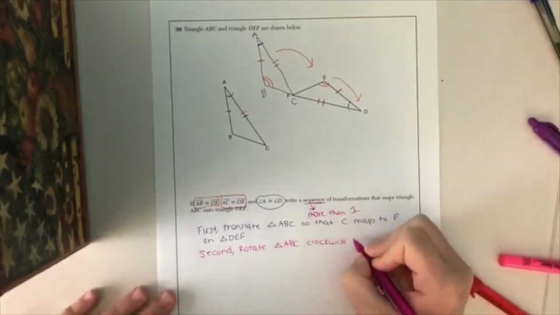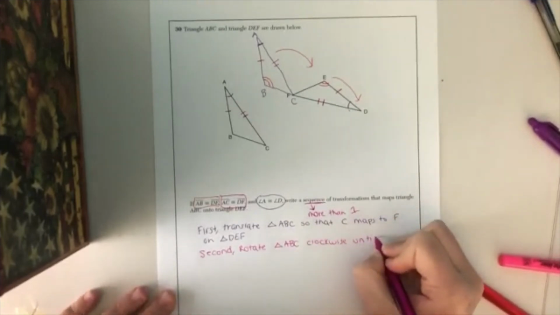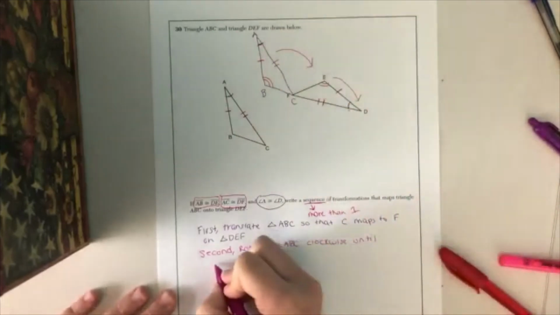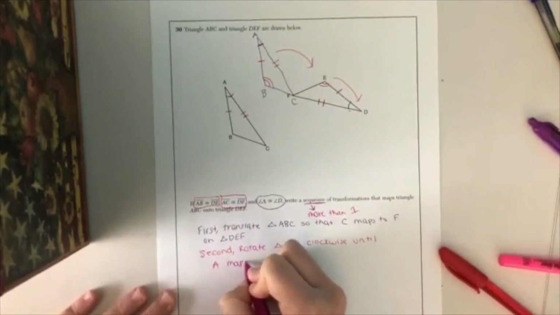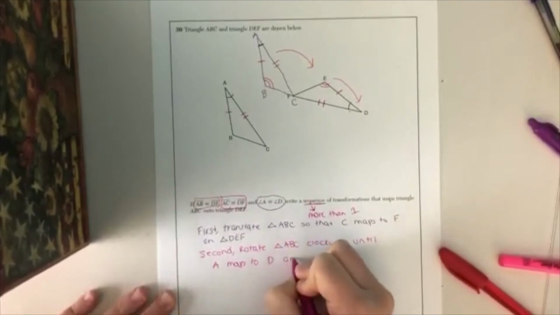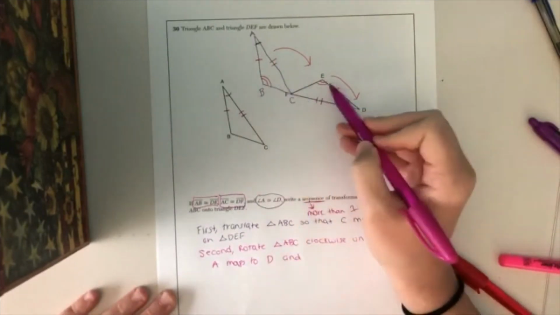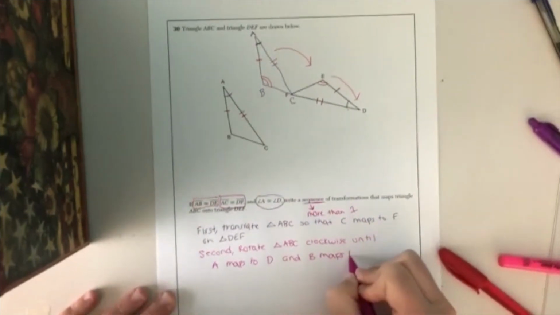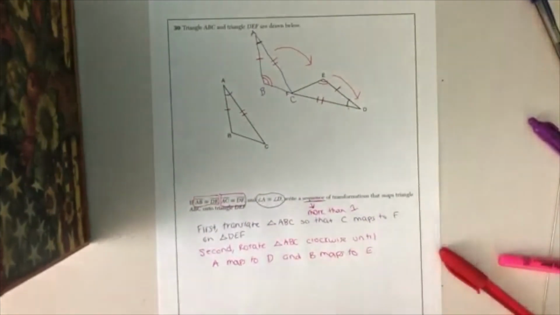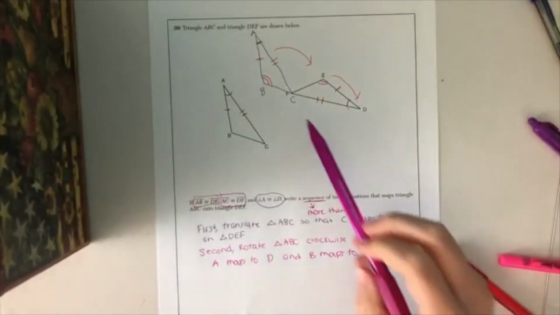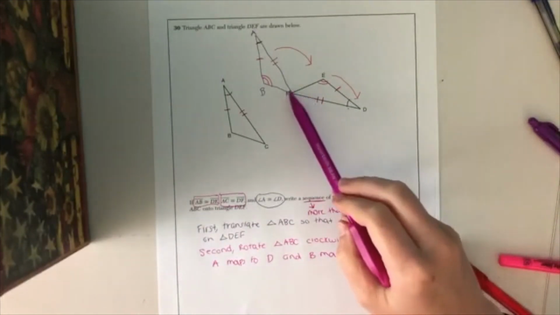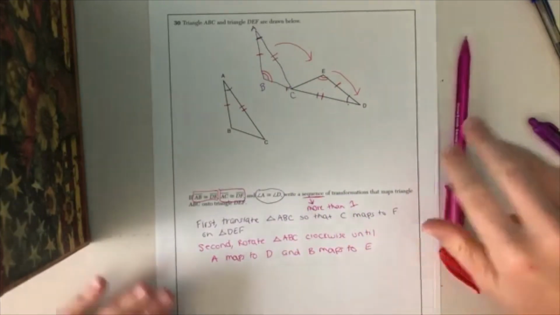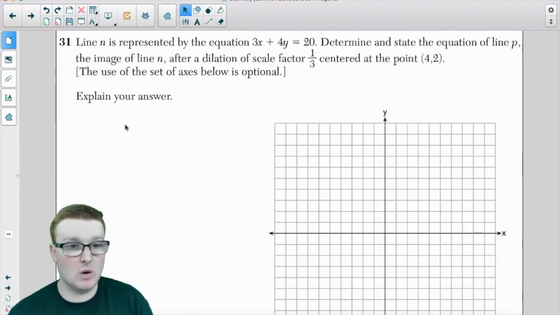And then I have to say when to stop. So I'm going to rotate triangle ABC clockwise until angle A maps to D, until A maps to D, and until B maps to E. So once we do that transformation, then we see that triangle ABC maps fully onto triangle DEF. And that is it. All right, number 31.